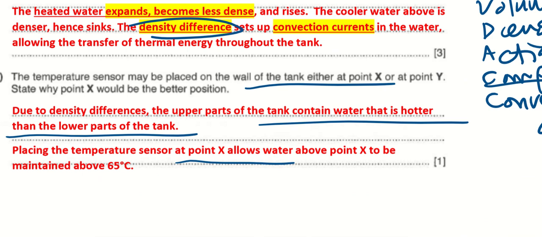Because I want the water in the tank to be minimally 65 degrees. Okay, so if I put it at X, once the temperature falls below 65, I will activate my heater. Okay, and that will make the minimum value of the water in the tank to be at 65.